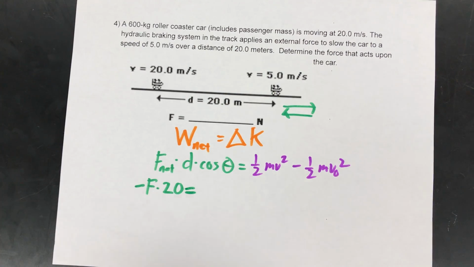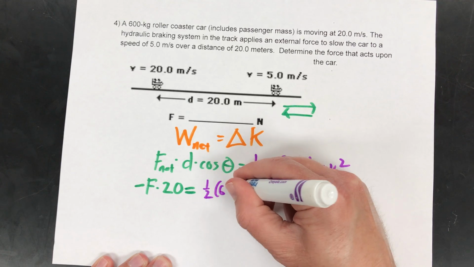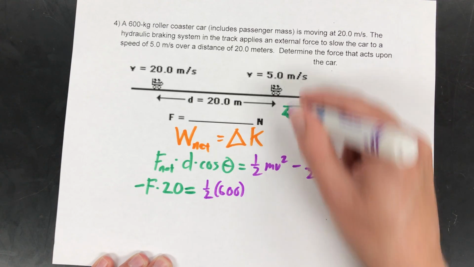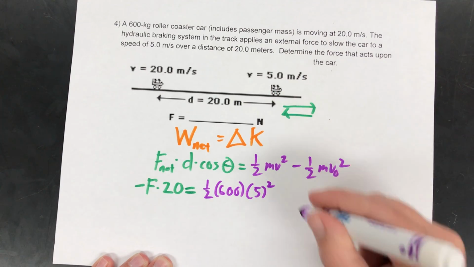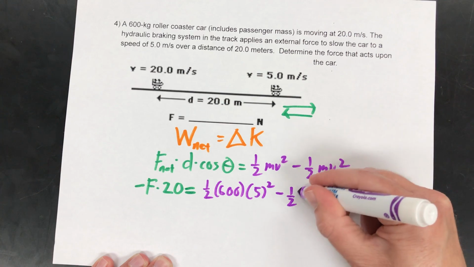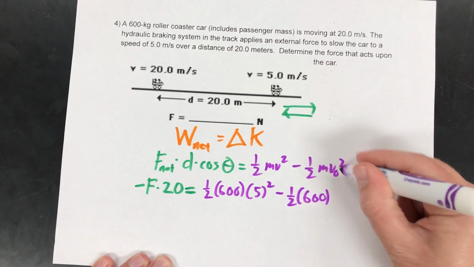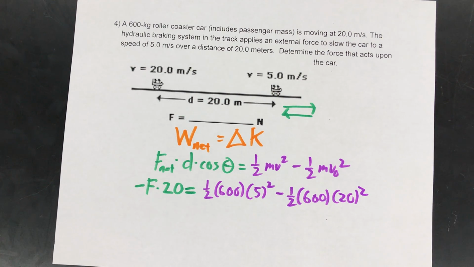On this side here, we have 1/2 times the mass of 600 times the final velocity. Be careful here, the final velocity is 5. So that goes into 5 squared, and then over here, 1/2 times mass of 600 times the initial velocity, which was 20 squared. So now we can start to solve for these here.